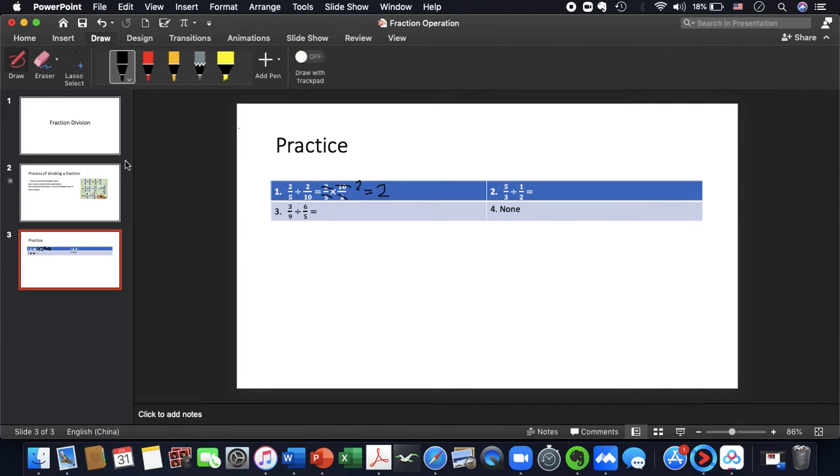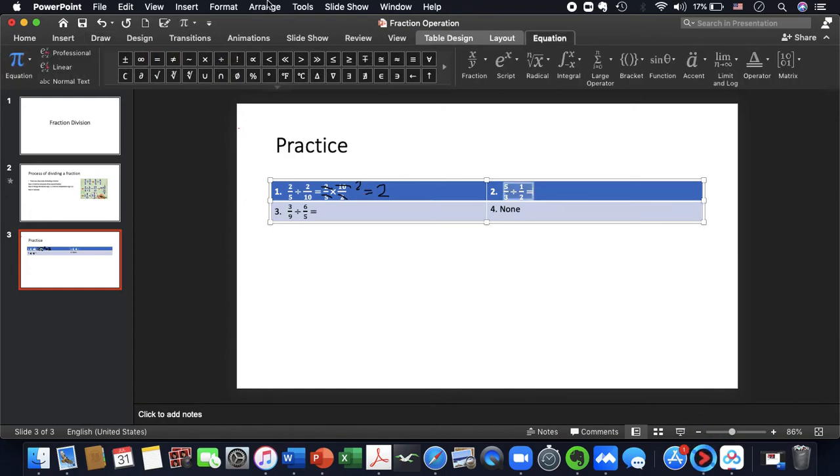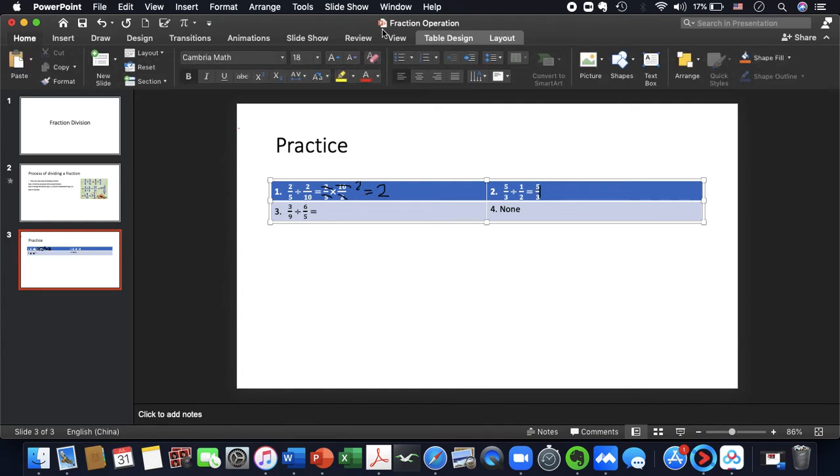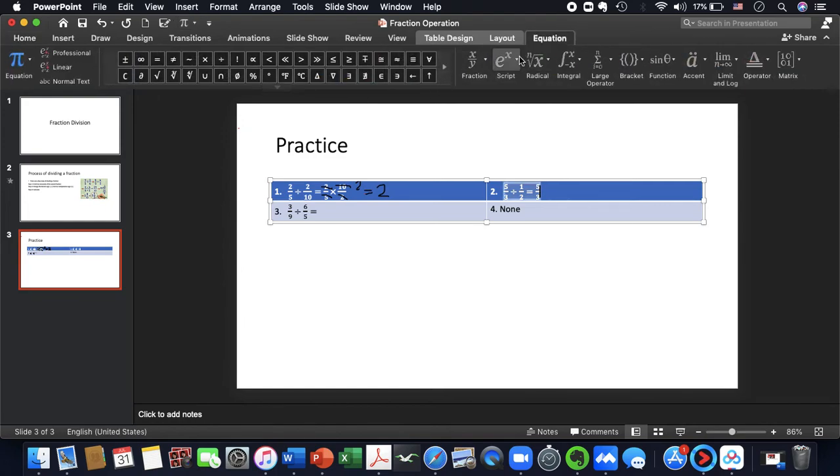And then this question. This equals, keep the first fraction the same, 5 over 3, and then you times 2. And then what's your answer? You use 5 times 2, which is 10 over 3.